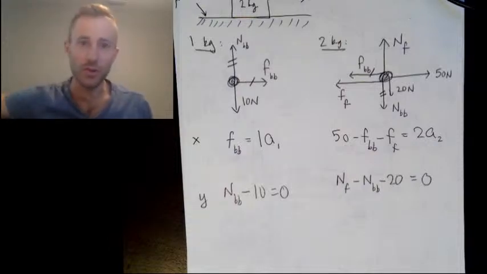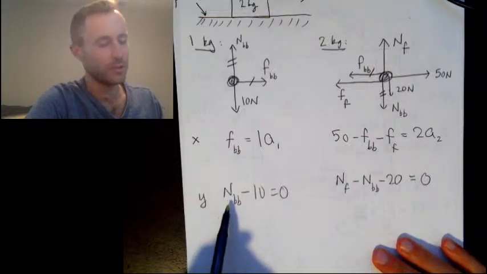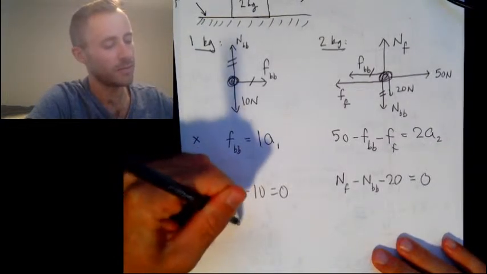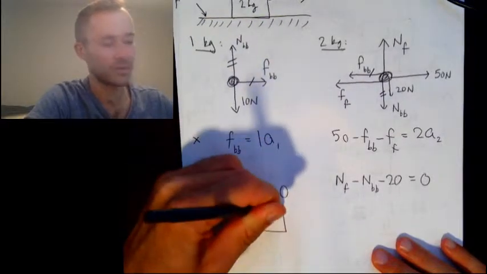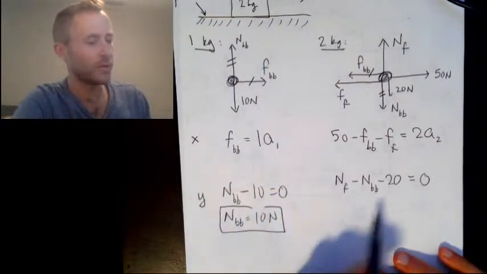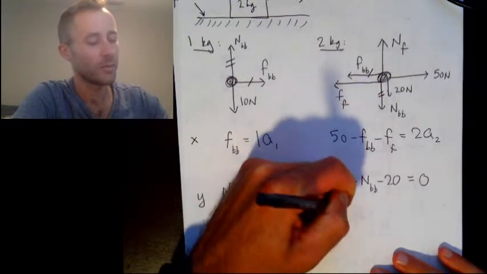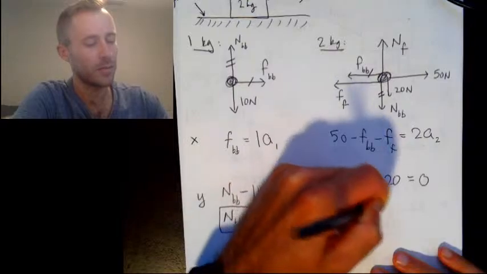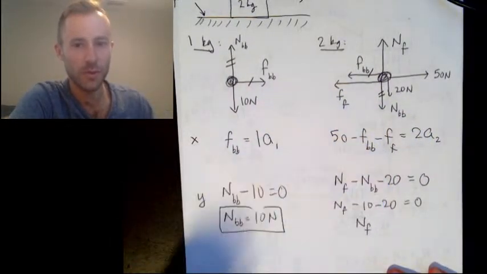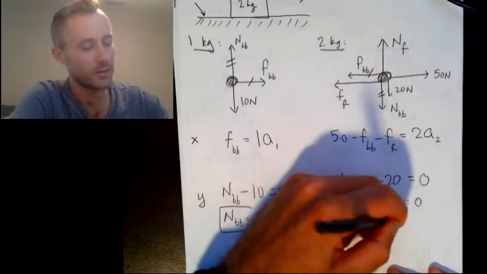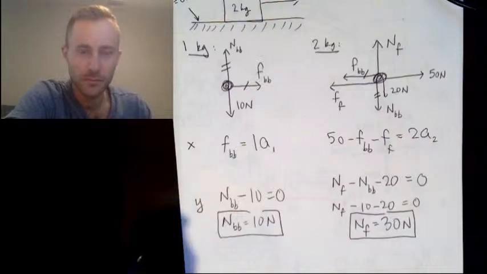All right, so now we have to solve this system of equations. Again, this is probably the easiest one to solve. It just says NBB equals 10 newtons. So the normal force between the blocks is 10 newtons. Now if I know that, I can solve this equation. Normal force from the floor minus 10 minus 20 equals 0. That says the normal force from the floor equals 30 newtons. Boom.